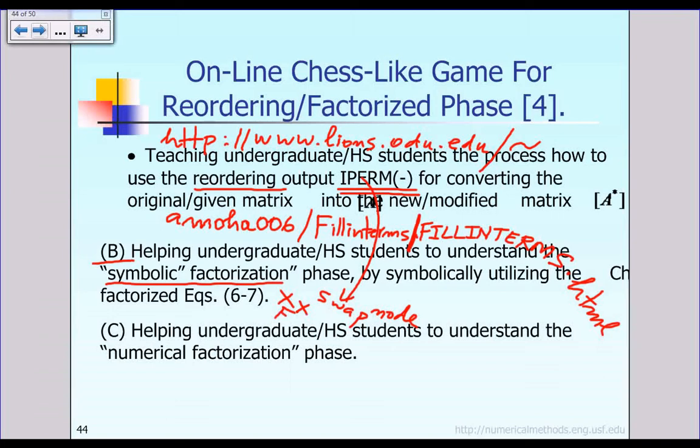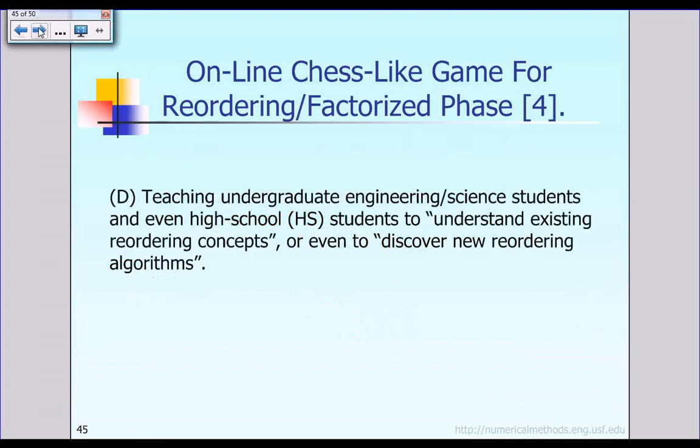How many non-zero terms you have, including the fill-in term that you have during the factorization. Also, this game will help the student to understand the numerical factorization phase, because as you can see, the symbolic factorization phase is very similar to the numerical factorization phase. And then, finally, not only does it help you to understand the reordering algorithm, but through this gaming process, the student may even discover a new reordering algorithm. Why do I say that?